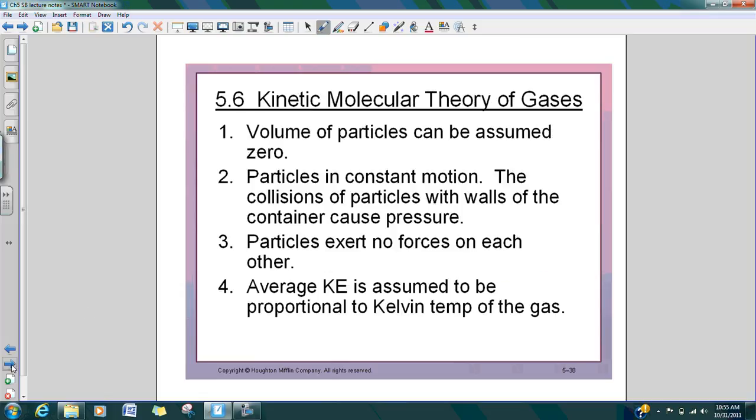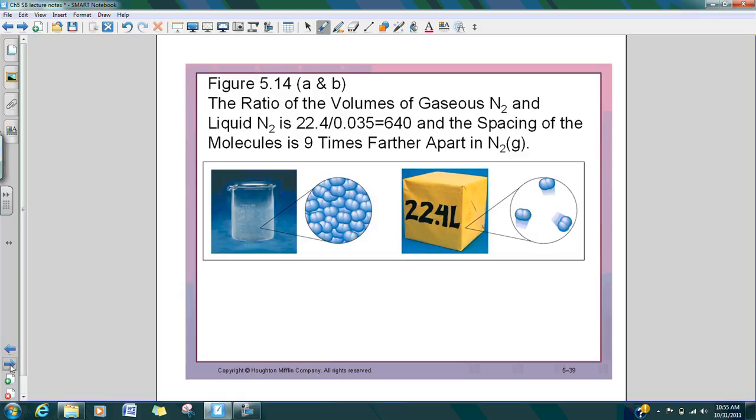So kinetic molecular theory of gases, what I was just referring to, is trying to explain the properties of an ideal gas. The volume of particles can be assumed to be 0. Particles are in constant motion, and the collisions of the particles create pressure with the walls of the container. Particles exert no forces on each other, and the average kinetic energy is assumed to be proportional to the Kelvin temperature of the gas. All right, great. What does all of this mean?